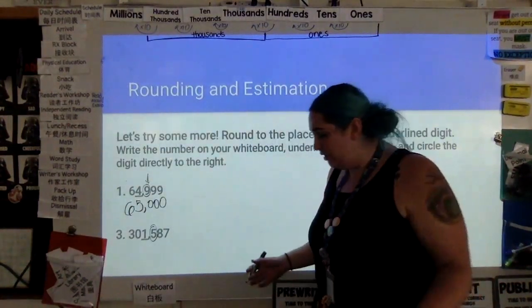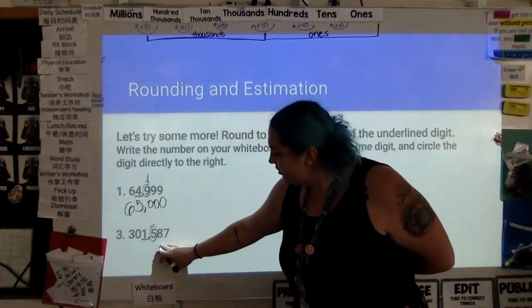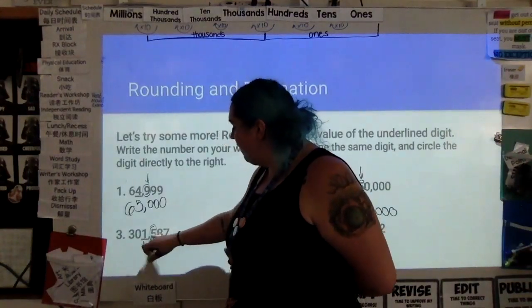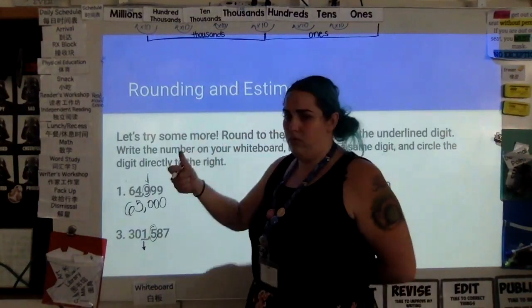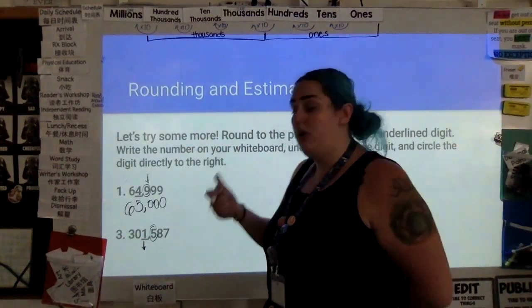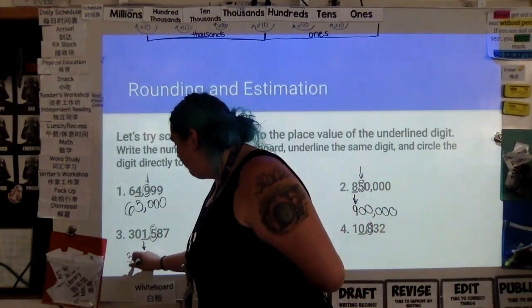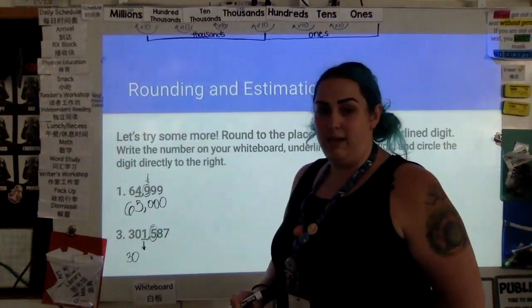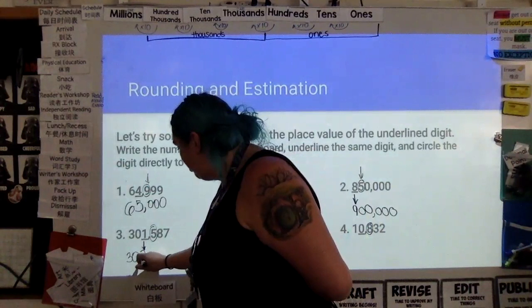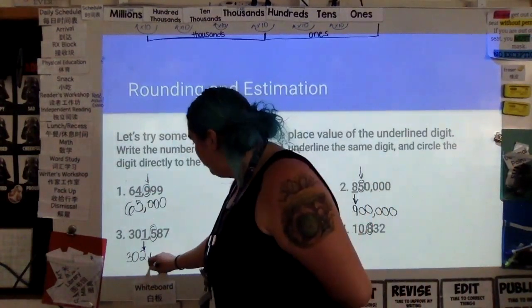Okay, let's look at this next one. 301,587. I'm looking at my 1. The 5 is going to tell me, am I going to go up or stay the same? It's telling me I'm going to go up. These were all ups for some reason. So my 3 and my 0 stay the same because they are to the left. My 1 is going to become a 2, the next digit up, and everything to the right is going to become a 0.